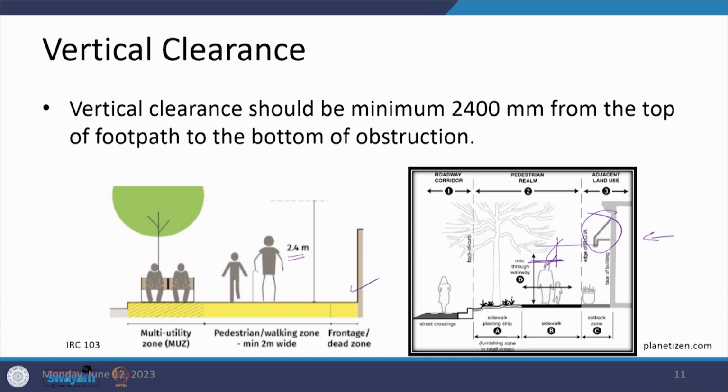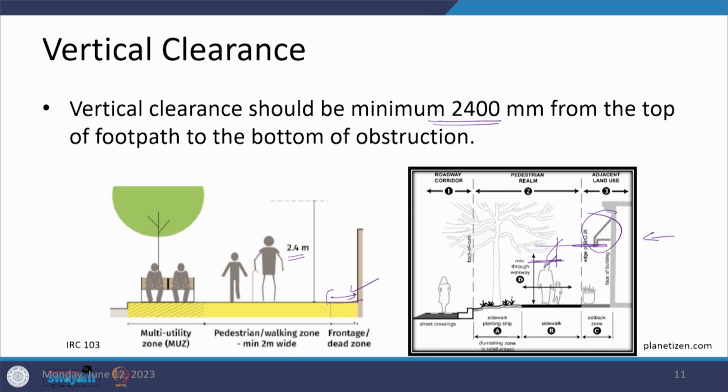Keeping that in mind, a minimum vertical clearance of 2400 mm has been specified from the top of the footpath to the bottom of whatever obstruction is coming out of any development. So, this is another thing we have to keep in mind, and of course, in this particular one what you can see is that there is a dead space which is being talked about.